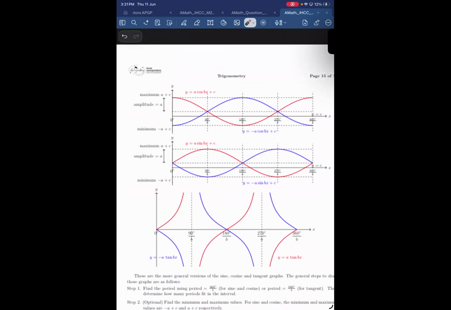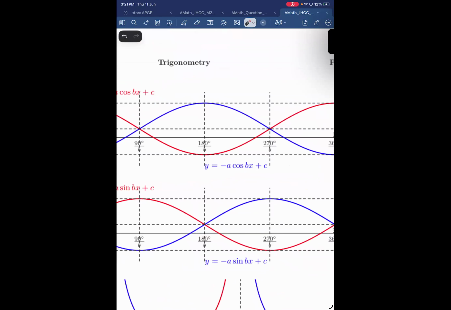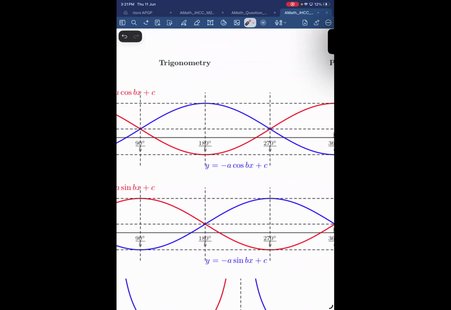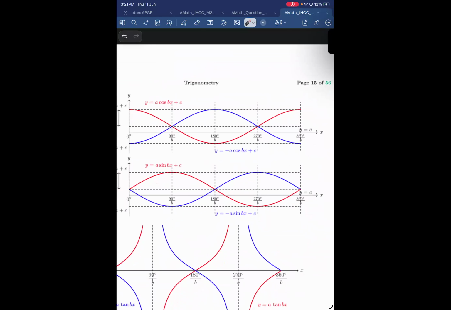Now we look at the first two, sine and cosine. On top is cosine, so we look at the red color one first. We know the typical shape for one cycle looks like this. In one cycle, you can basically divide it into 4 sections. The first section is like this, the second one is like this, the third one is here, and the fourth one is here.